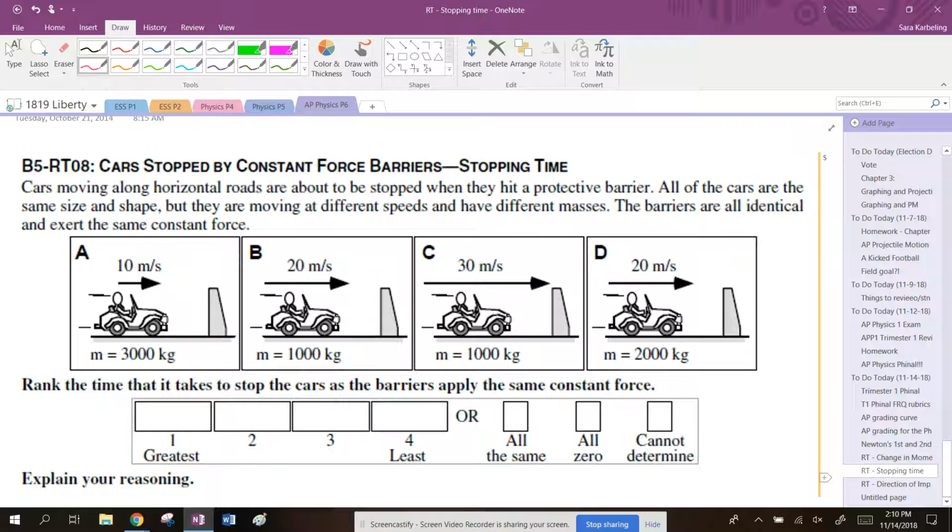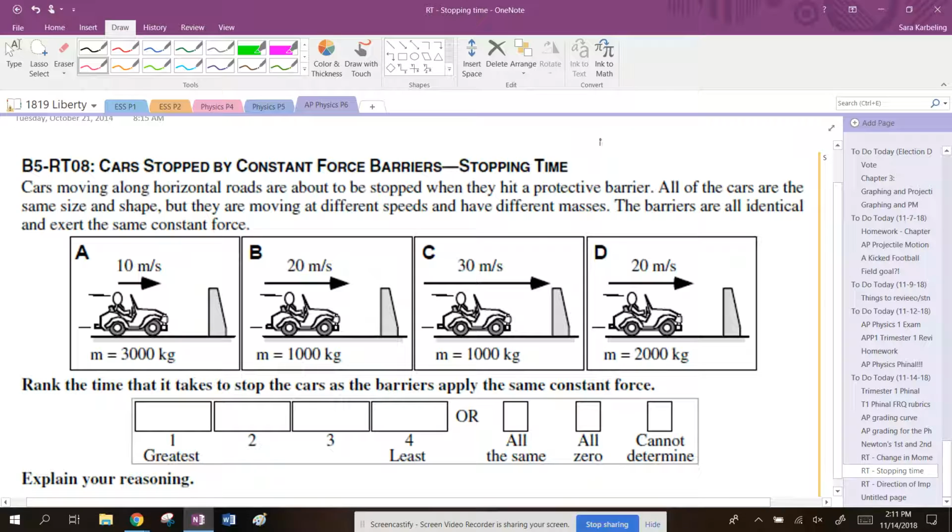How'd we do? Especially if you're moving at 20 meters per second. I hope that's just a dummy, if you're crash test moving. It's all about impulse. Impulse-momentum theorem every single time. Do we get a rank? Rank the time it takes.